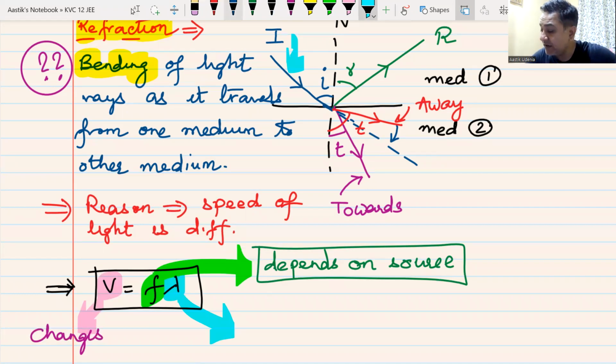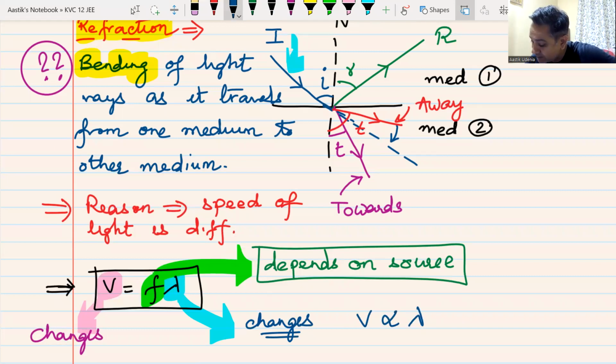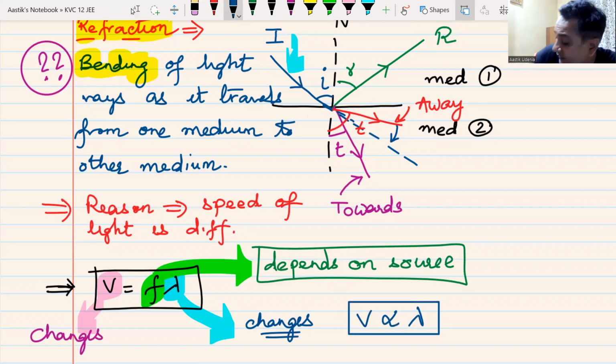Changes. It will also change. So instead of calling it speed changing, you can also call it the wavelength of the light changes as it moves from one medium to the other medium. Or I can say V is directly proportional to lambda. Everyone understands this. If V increases, lambda increases. If V decreases, lambda decreases. Yes or no? Yes, sir.